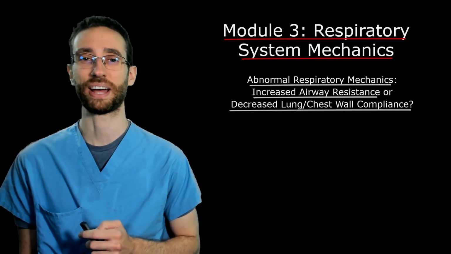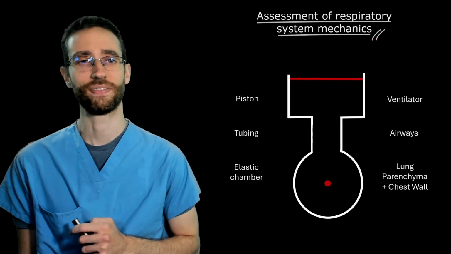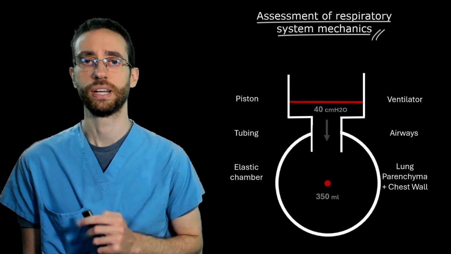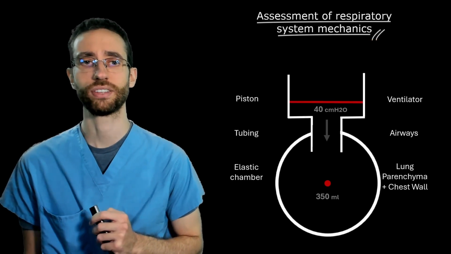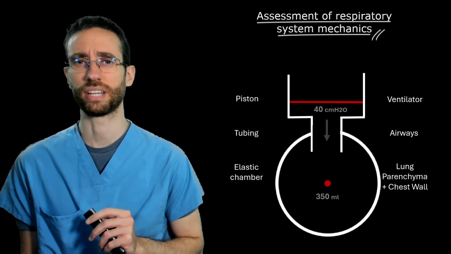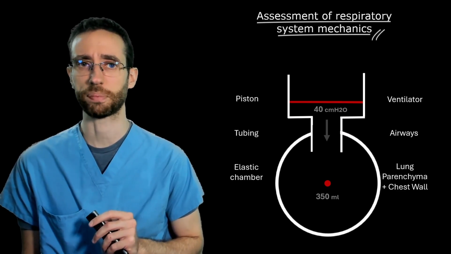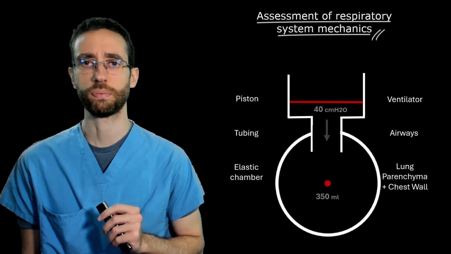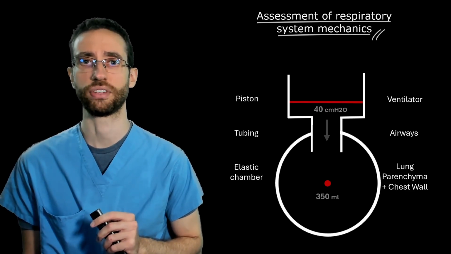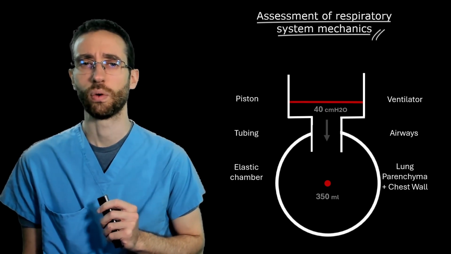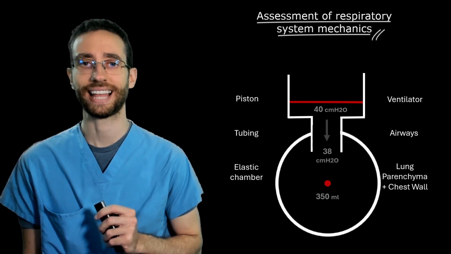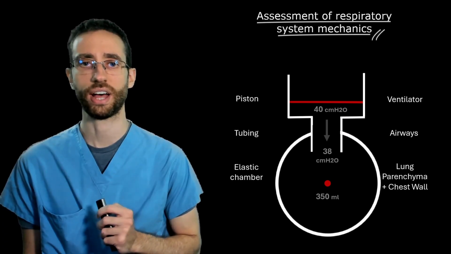Let's look at our simplified model of the respiratory system. Here, our piston has to generate 40 centimeters of water above PEEP to push 350 ml of gas through the tubing into an elastic chamber. Clearly, either this tubing is too tight or this elastic chamber too stiff. If you were to measure pressures at a certain point in this system to differentiate between these two hypotheses, where would you do it?